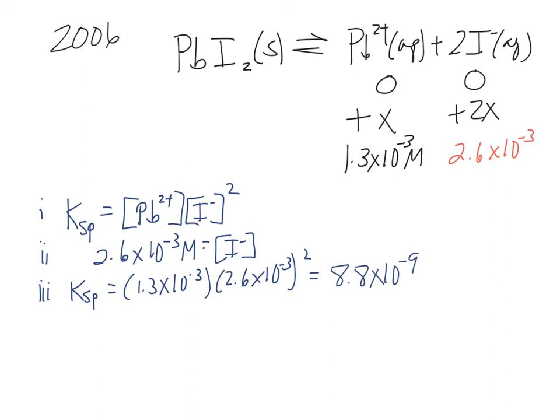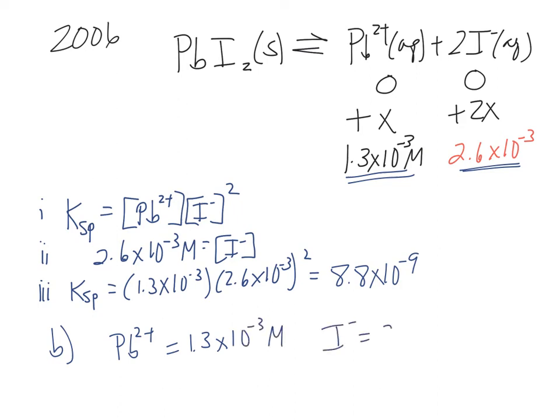Okay, part B says a saturated solution is prepared by adding PbI2 to 2 liters. What are the molar concentrations of Pb2+ and I-? These numbers are moles per liter, and so the concentrations would be the same. So for part B, the concentration of the Pb2+ is still going to be 1.3 times 10 to the minus 3 molar, and the concentration of I- is still going to be 2.6 times 10 to the minus 3 molar.